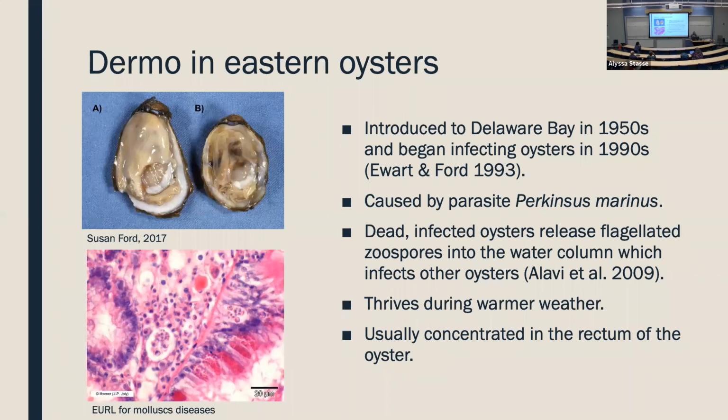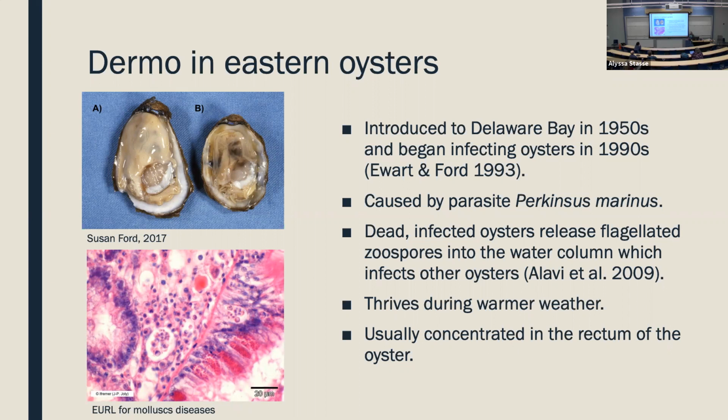The other disease that I am looking at is dermo. It was introduced to the Delaware Bay in the 1950s. However, the water was too cool for it to infect oysters. In the 1990s, after a few winters that were surprisingly warmer than usual, it started infecting the oysters. And they found out that this infection wasn't caused by Haplosporidium nelsoni, it was caused by Perkinsus marinus.